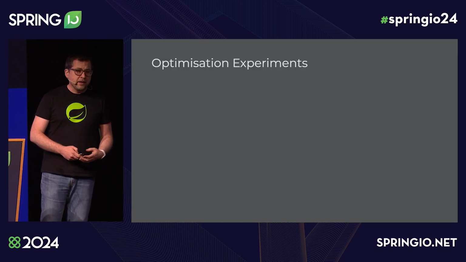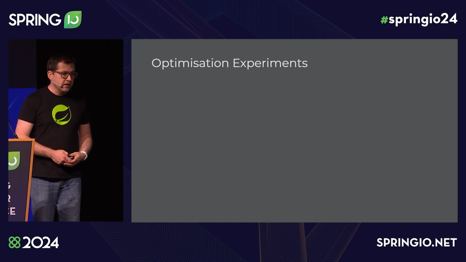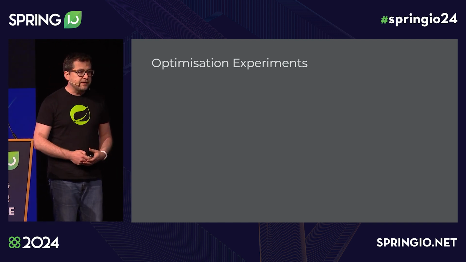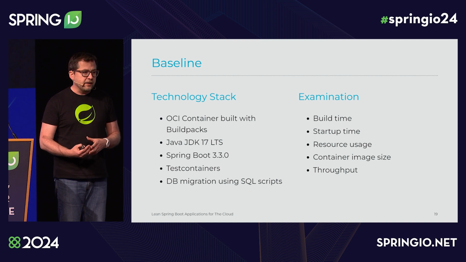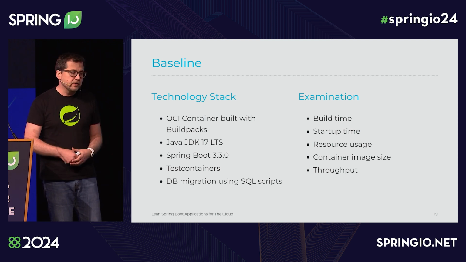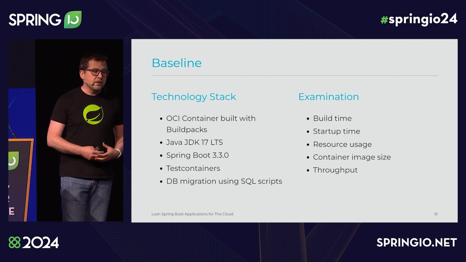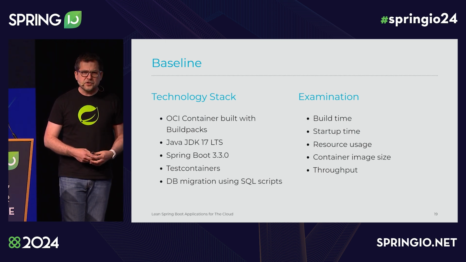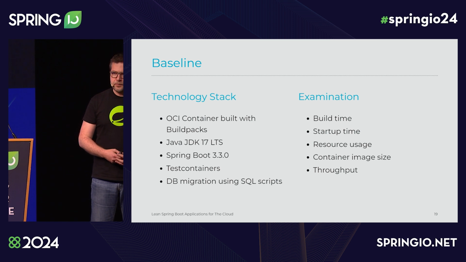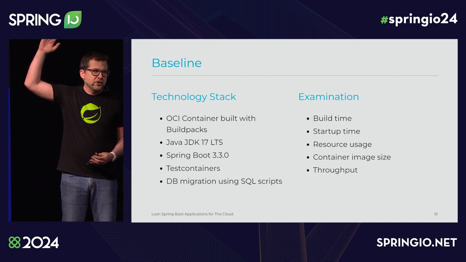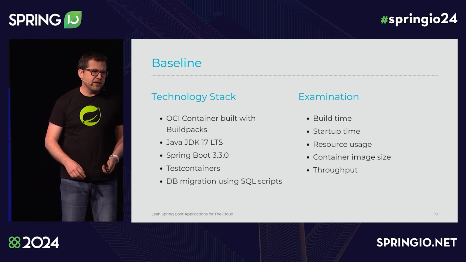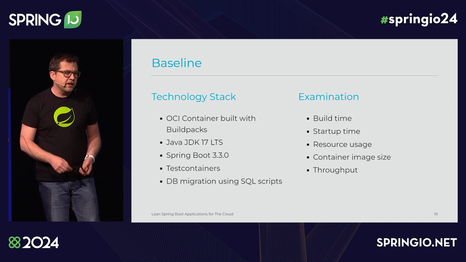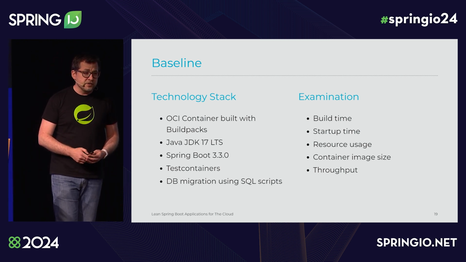So when we are going to talk about optimization, we need to be aware of our technology stack in general. That means when we take a baseline, or I show you the numbers afterwards compared to this baseline, we will use the following technologies. The whole setup is based on OCI containers, so Docker containers, but built with buildpacks. Just a short question: who of you is using buildpacks in production? Just a few of you. The others are missing out on something, because buildpacks are awesome. I'm going to tell you afterwards why. You really should use them.